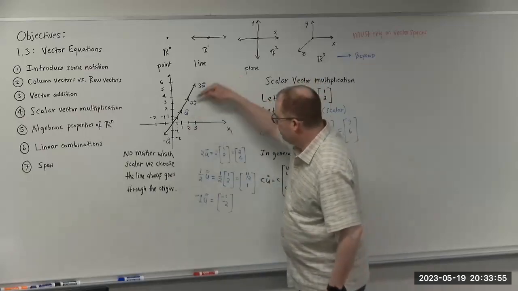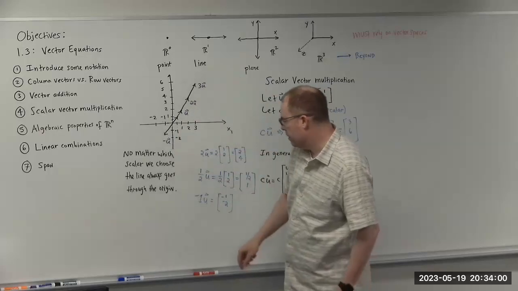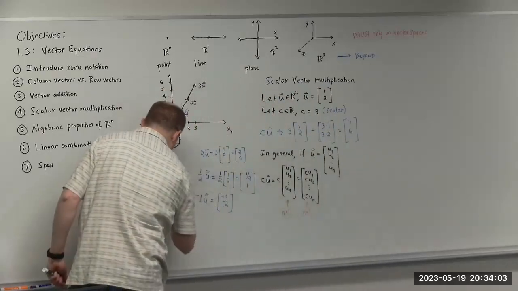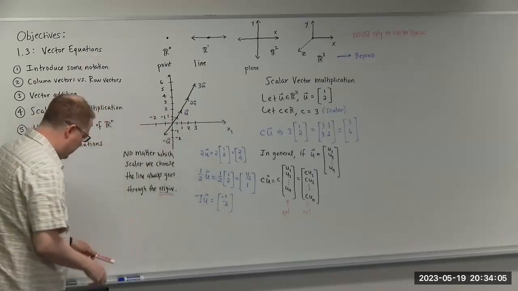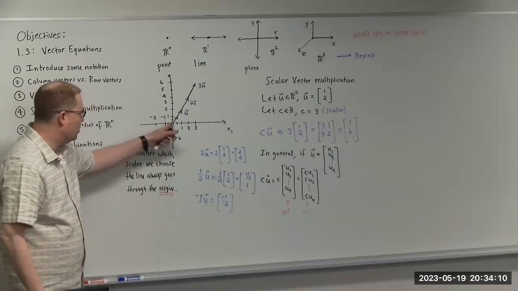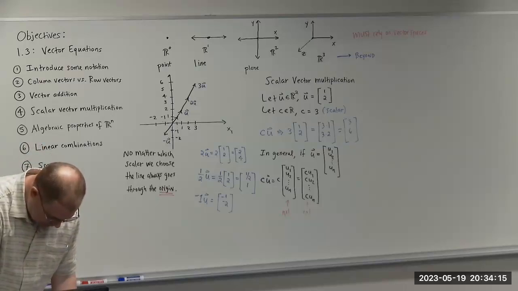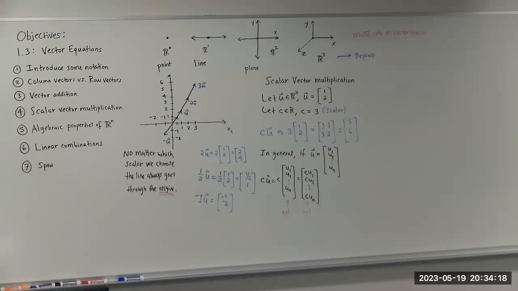And when I say line here, I mean this is the example. There's a line that forms here. It always contains the origin. And when we think about this in terms of vectors, the origin is the zero vector.